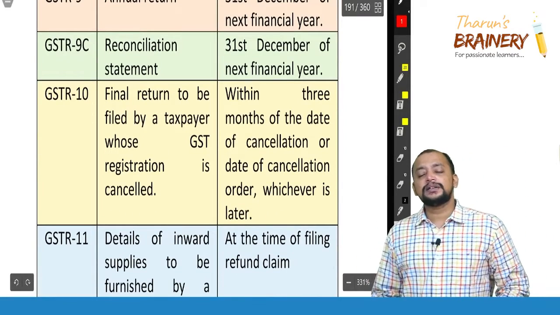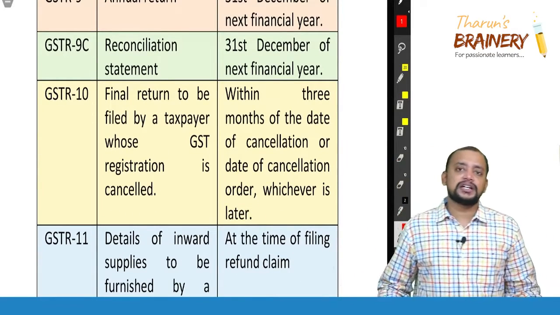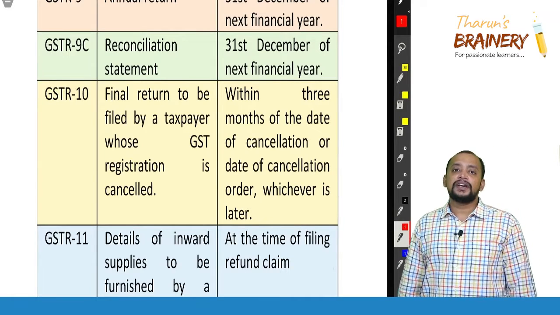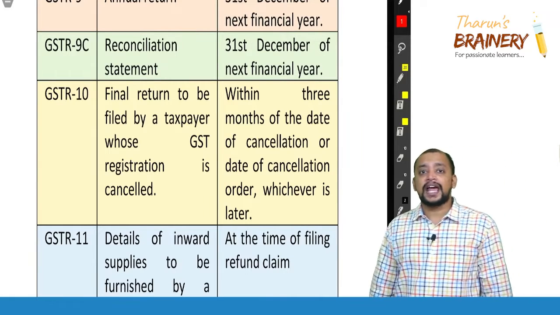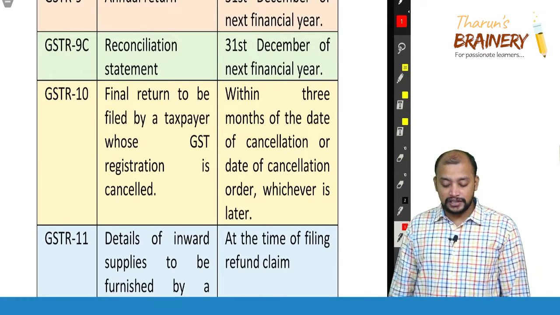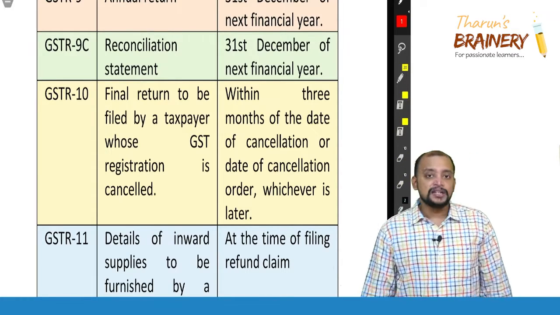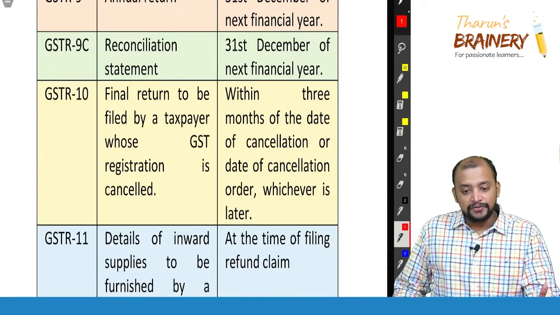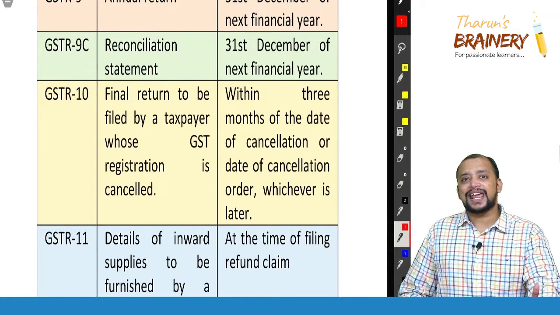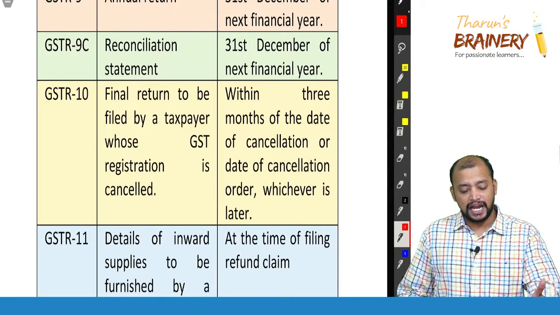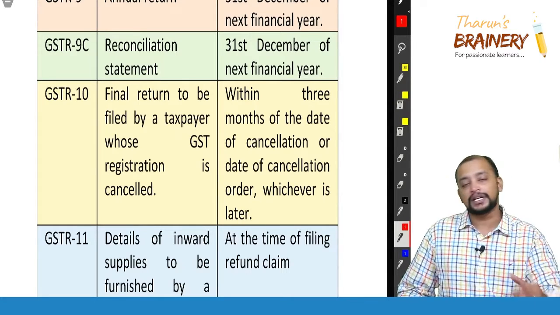Whereas there is something called final return, GSTR 10. After cancellation of registration, whenever you go for cancellation, it must be filed within 3 months from the date of cancellation or order of cancellation, whichever is later. So you select one date with effect from which there will be cancellation. Okay, one particular date.